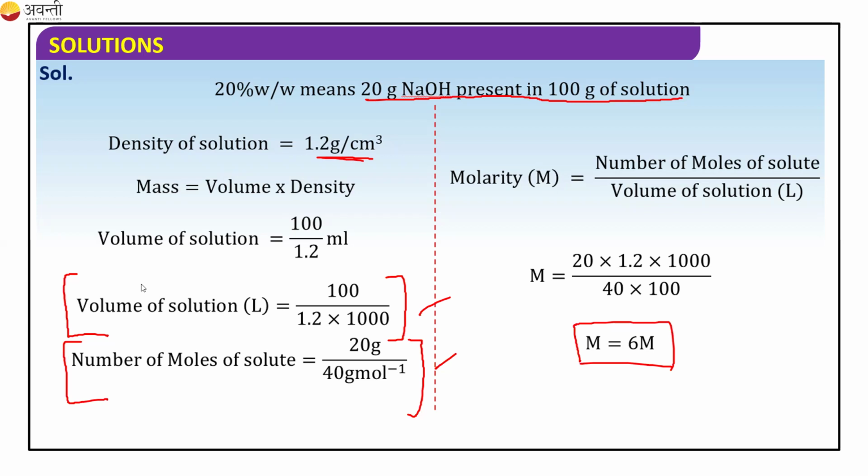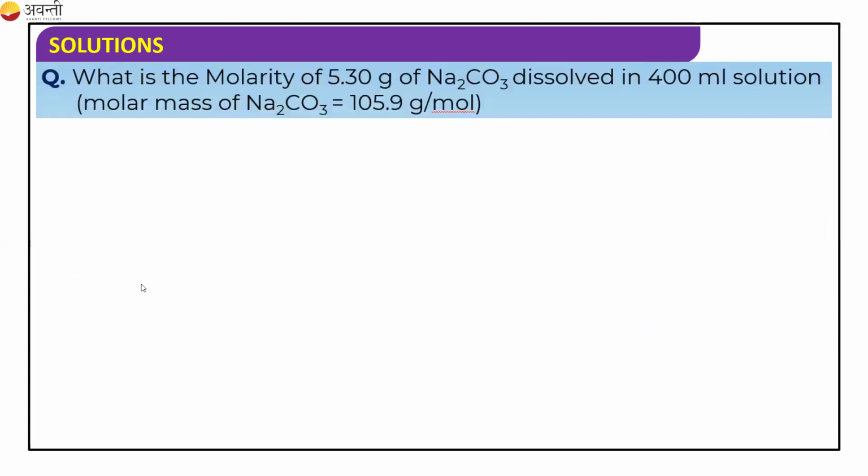So let me move on to the next question. What is the molarity of 5.30 gram of sodium carbonate dissolved in 400 ml solution? The molar mass of sodium carbonate is given as 105.9 gram per mole. Can anyone try the answer for this?